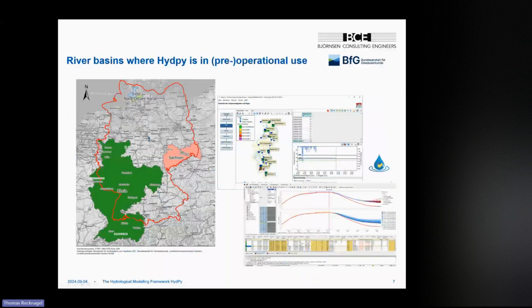Here you can see the river catchments where HydPy is already in operational use. So there is a big hydrological forecast for the whole Rhine basin, which is done by the German Federal Institute of Hydrology. The state of Saxony is operating a hydrological forecast system, which is in parts already in operational use based on HydPy. And there are also some smaller catchments with projects based on HydPy that are already in operational use.